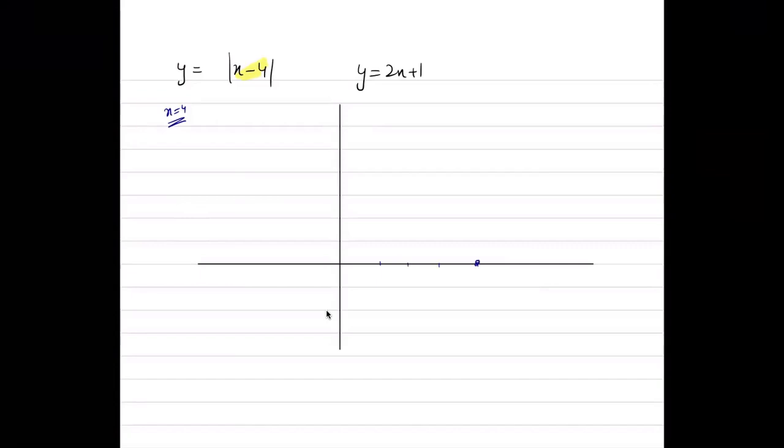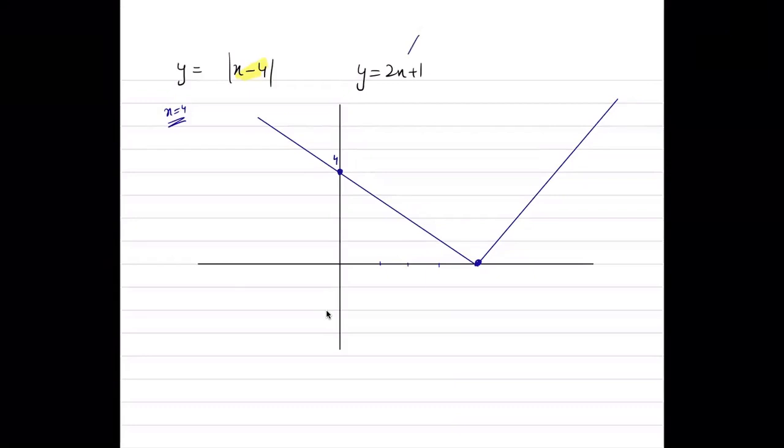Let's say this part, and I'm going to draw this V-shaped graph. What is going to be the y-intercept? Minus 4 if it's not modulus, but then 4 if it is modulus, right? So this is the y-intercept part.